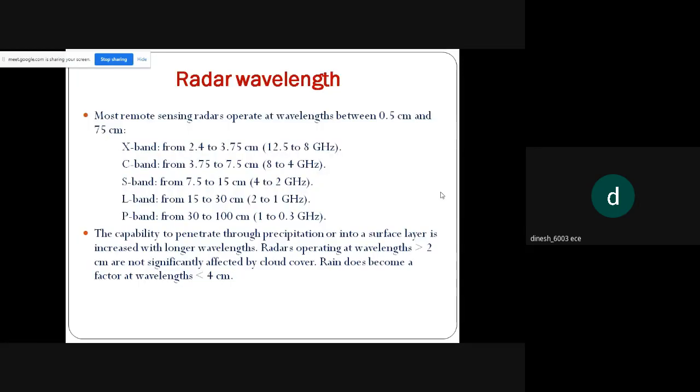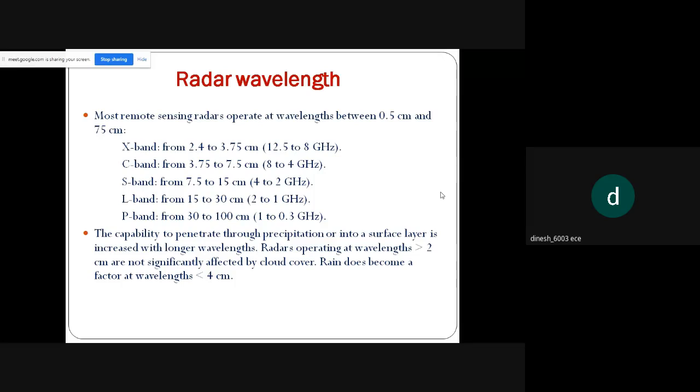For that, we need to use specific wavelengths. The wavelengths are listed here. Most of the remote sensing radars operate at a wavelength between 0.5 centimeter to 75 centimeter. So let us see how they are being classified.